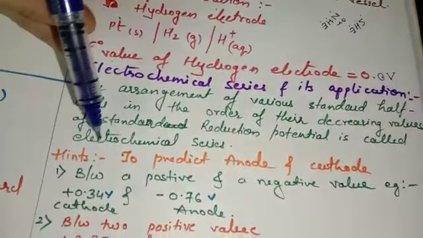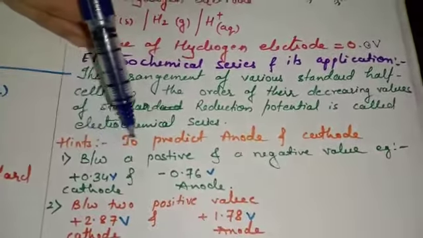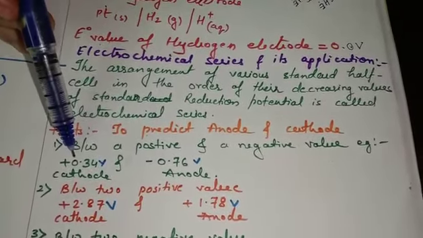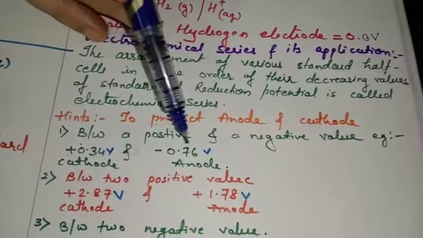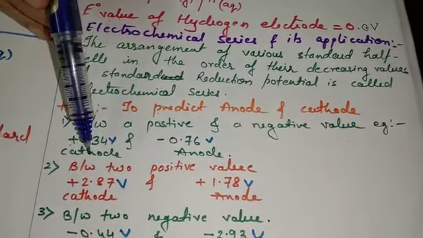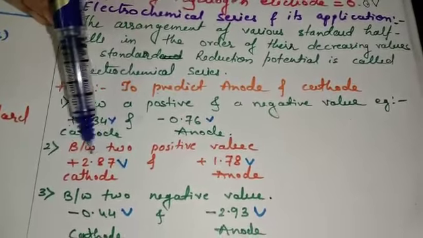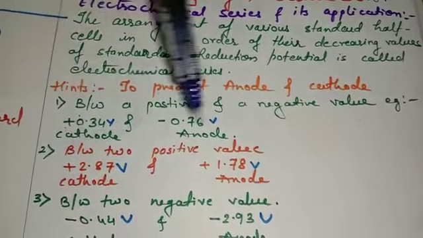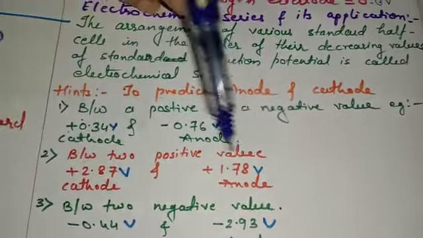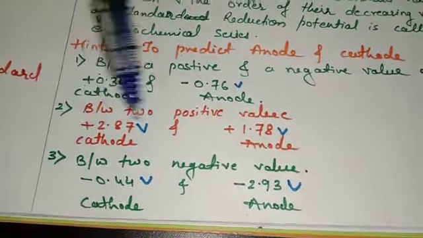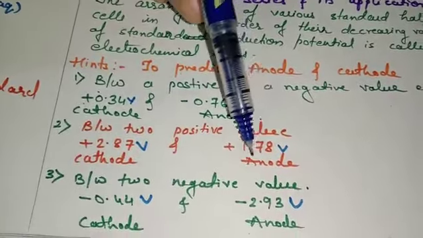Now if I construct a cell between one positive value and one negative value, the positive value will act as a cathode whereas the negative value acts as an anode. But if a cell is constructed between two positive values, suppose plus 2.87 as well as plus 1.78, then the plus 2.87 value acts as a cathode whereas plus 1.78 acts as an anode.